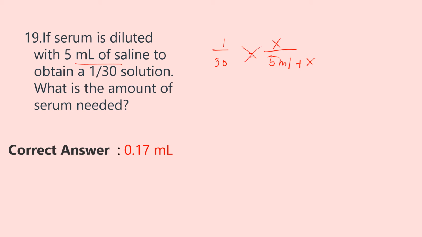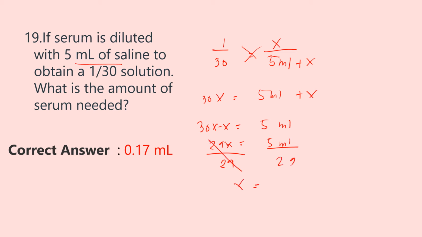So you do cross multiplication. We have 30X is equal to 5 ml plus X. So you have 30X minus X is equal to 5 ml. So you have 29X is equal to 5 ml. Divide both sides by 29. So X now is equal to 0.1724. So X is 0.17.